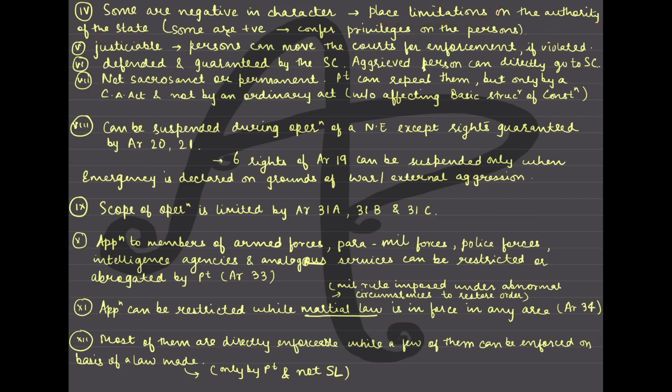However, some fundamental rights are positive because they confer privileges on the persons. So let's say you are giving a certain privilege to any person, वो एक positive connotation देता है, and if you are putting a certain limitation on something, वो थोड़ा negative connotation देता है. That is the idea. Justiciable we have already done. Then they are defended and guaranteed by the Supreme Court, and an aggrieved person can directly go to the Supreme Court. We have done this. They are not sacrosanct or permanent.